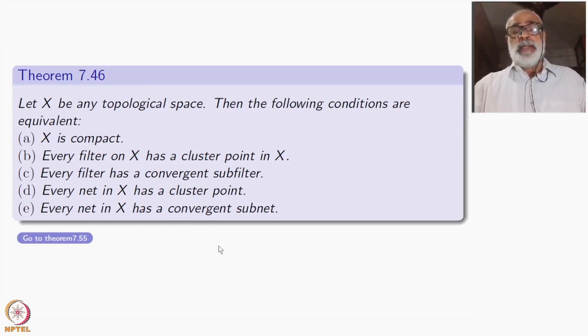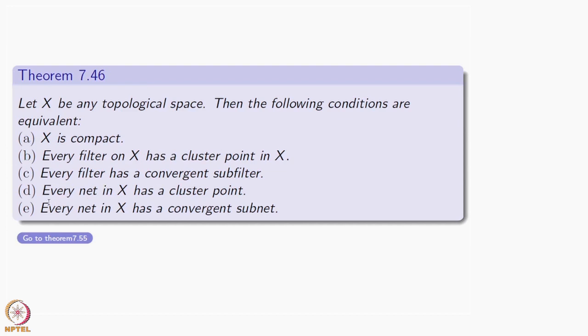Okay, finally, we have this big theorem here. Let X be any topological space. Then the following conditions are equivalent. Like Hausdorffness has many characterizations, we want to characterize compactness also. A: X is compact. B: Every filter on X has a cluster point. C: Every filter has a convergent subfilter. That is for filters.